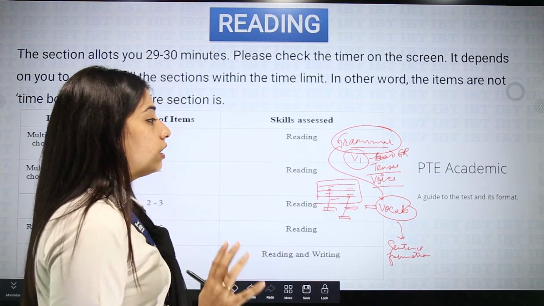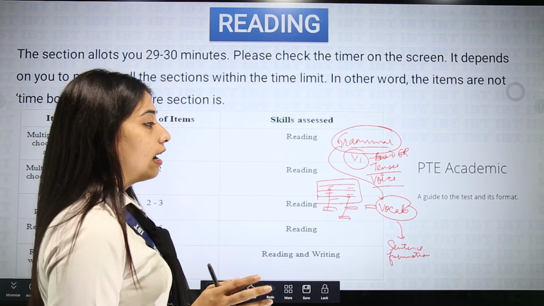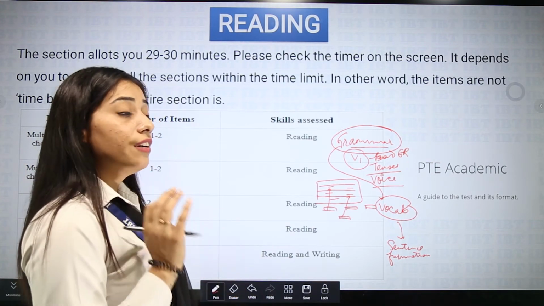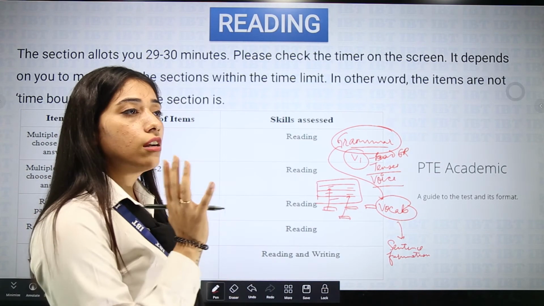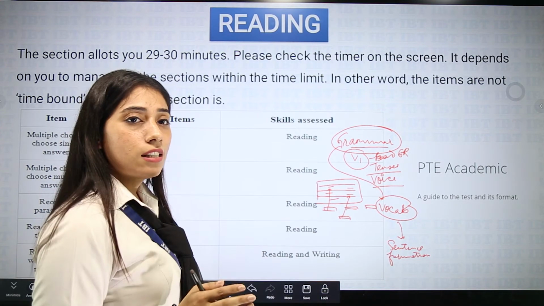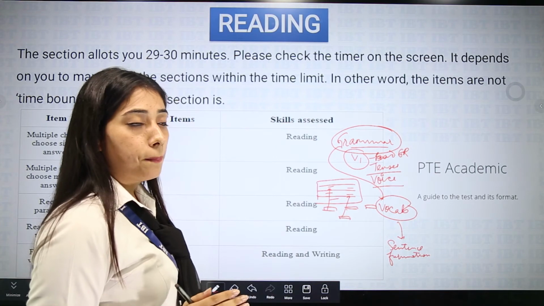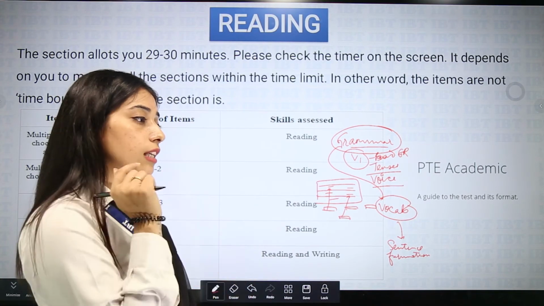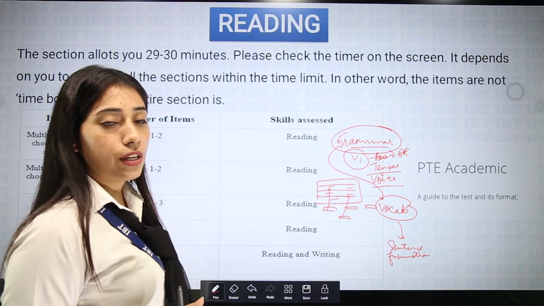ठीक है? There are so many students who always crib and cry that we find reading very difficult. Reading is not difficult. It is just your lack of practice. Make sure on everyday basis you keep on practicing on the areas wherein you are lacking. You should have an agenda to follow that on this particular day I have to attempt these many questions. ठीक है?